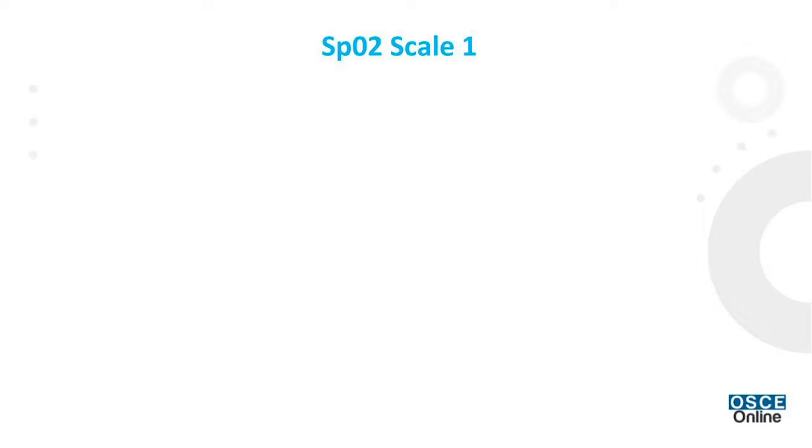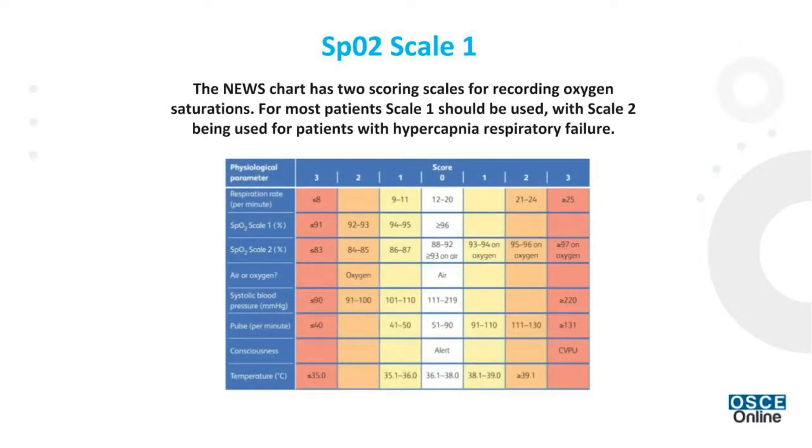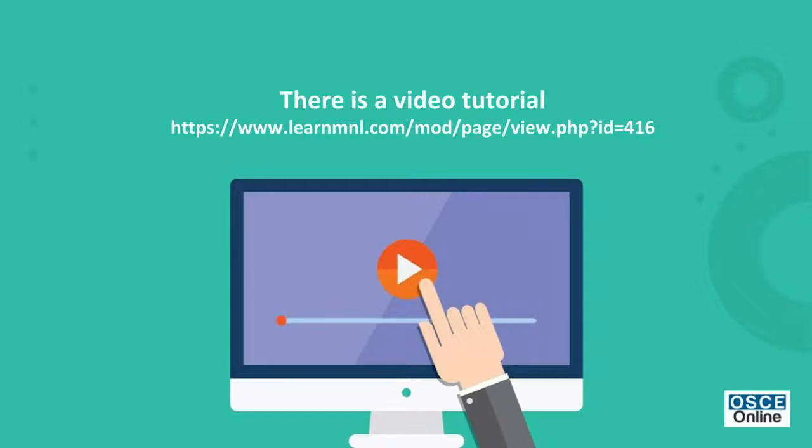SpO2 Scale 1. The NEWS chart has 2 scoring scales for recording oxygen saturations. For the vast majority of patients, Scale 1 should be used, with Scale 2 being used for patients with hypercapnic respiratory failure. There is a video tutorial.